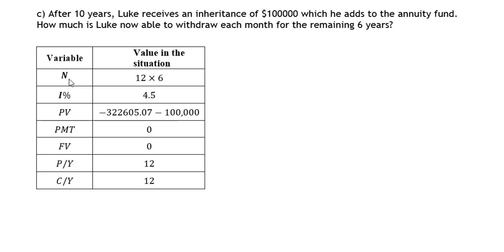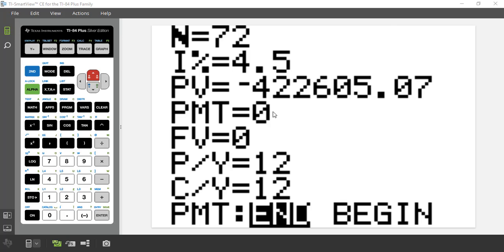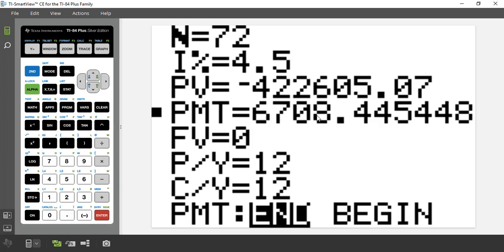For the remaining 6 years, that's why N will be 12 times 6. For the principal of the annuity, this will be negative. The outstanding balance after 10 years, add this $100,000, will be the principal of the annuity. After you put it into this graphing calculator, we do alpha, enter. Remember, you need to round down this value. It will be $6,708.44.